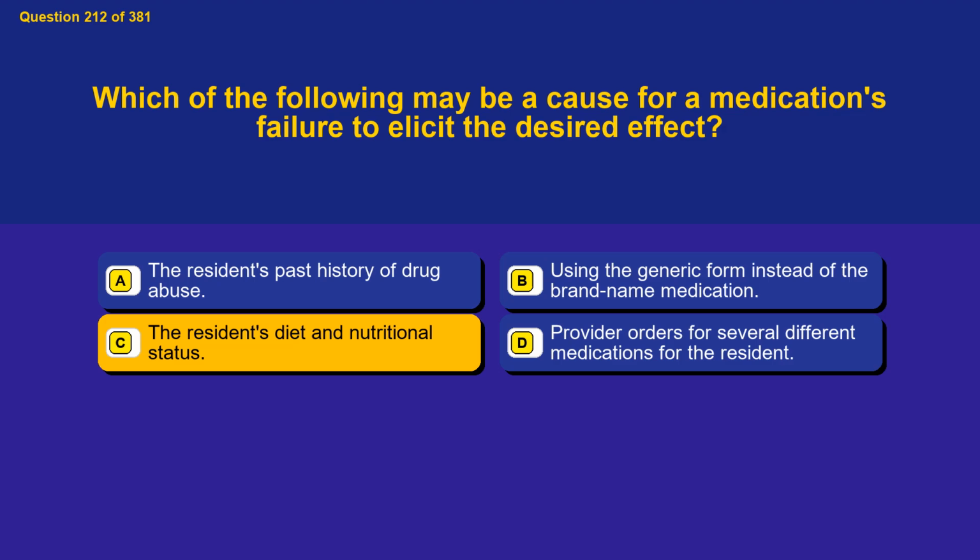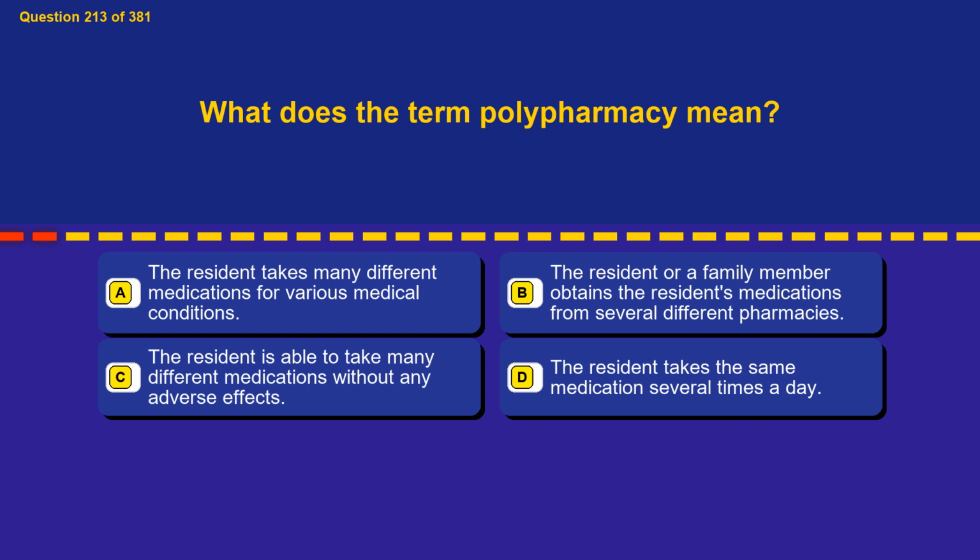The correct answer is option C. The resident's diet and nutritional status. Question 213. What does the term polypharmacy mean? Option A. The resident takes many different medications for various medical conditions. Option B. The resident or a family member obtains the resident's medications from several different pharmacies. Option C. The resident is able to take many different medications without any adverse effects. Option D. The resident takes the same medication several times a day.